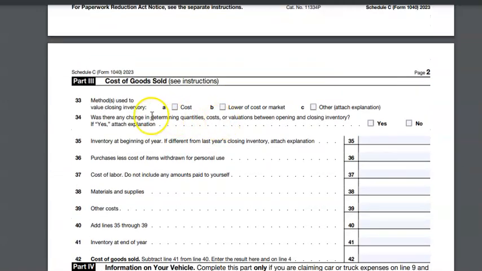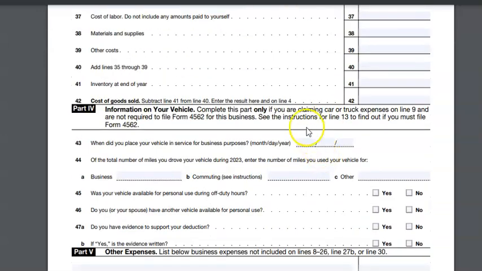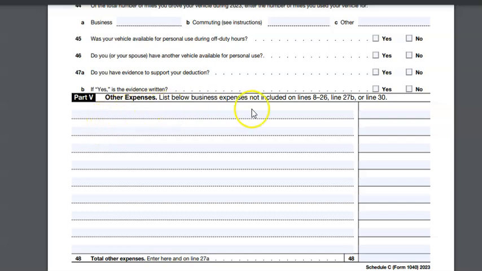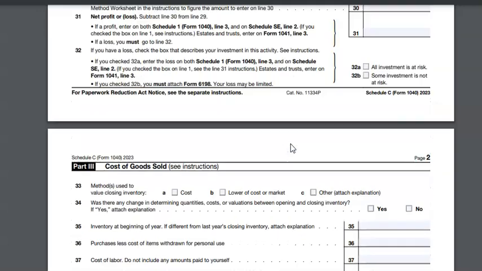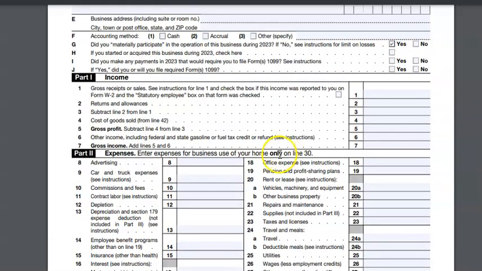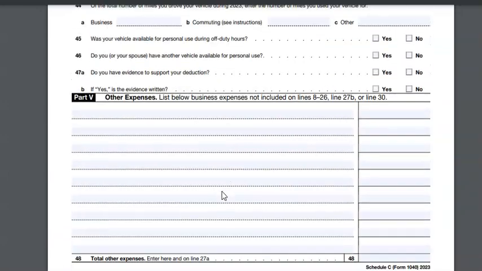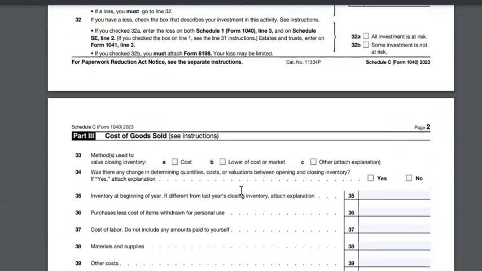Then we scroll down. Like I say, if cost of goods apply to you, this section will be filled out. If it don't, it won't. If you have a vehicle inside your business, this section will be filled out. And like I said, other expenses will go here as it relates to business expenses that's not covered in part two of the general expense section. So that's how that'll go for self-employed individuals.